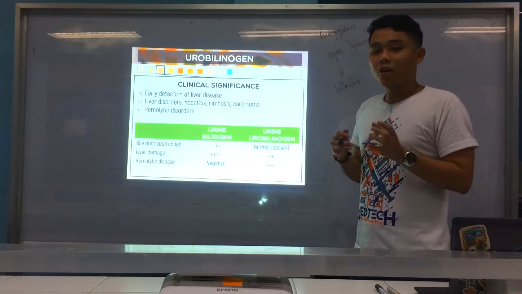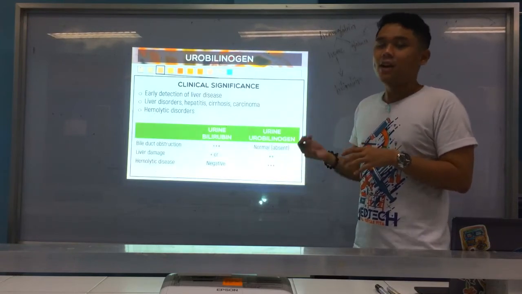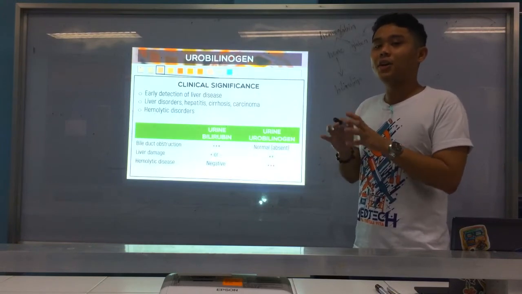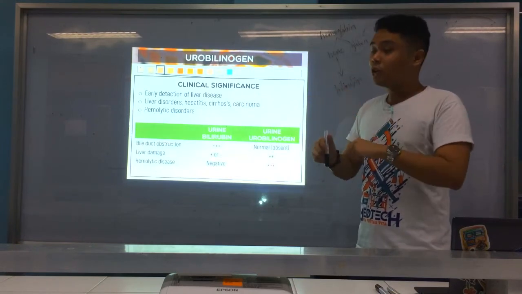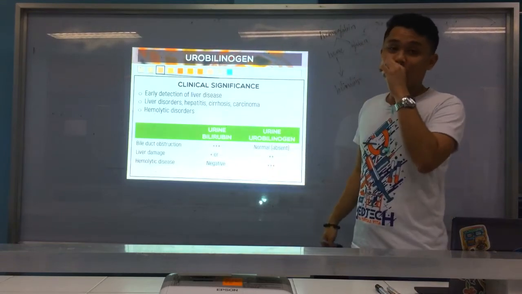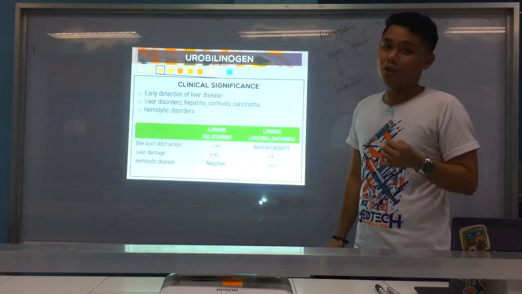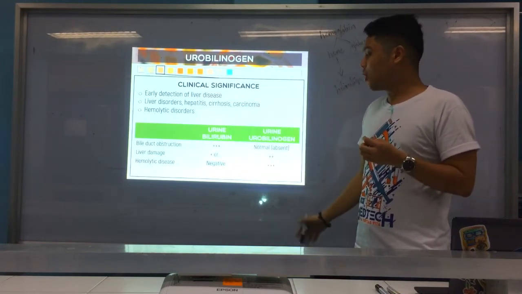Because again, your B2 cannot pass through the bile duct to the intestines, right? So, dili ma-convert sa bacterial enzymes ang supposed to be B2 to urobilinogen. That's why normal or absent ang urobilinogen sa ihi. Understood? In bile duct obstruction. Okay. Now, for liver damage, ngano positive ang both?